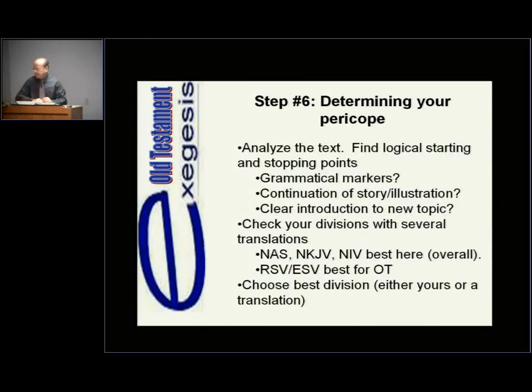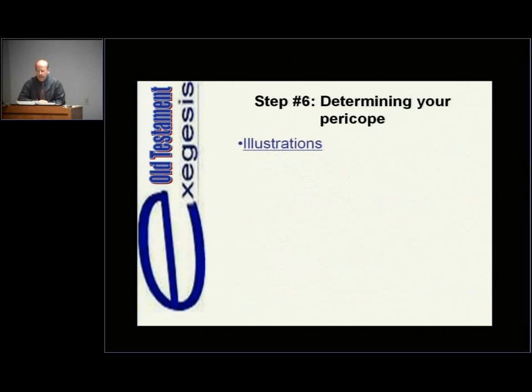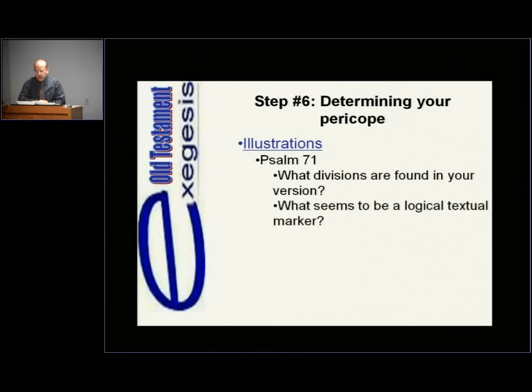Okay, so let's illustrate this by actually doing what we're talking about in determining a pericope. So I want to take Psalm 71 as our first example of this exercise. What divisions are found in your version, and what seems to be a logical textual marker? Okay, so turn in your Bibles to Psalm 71.